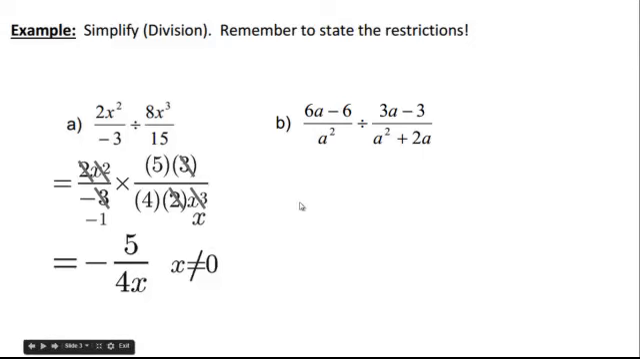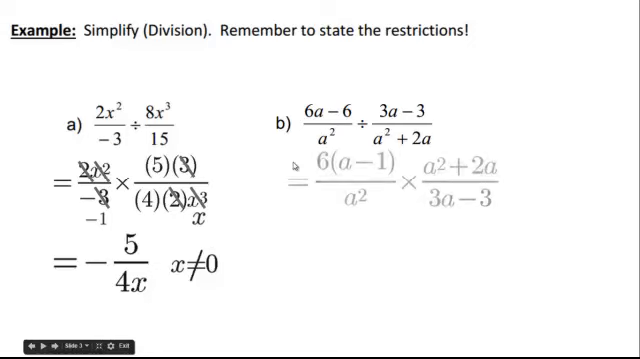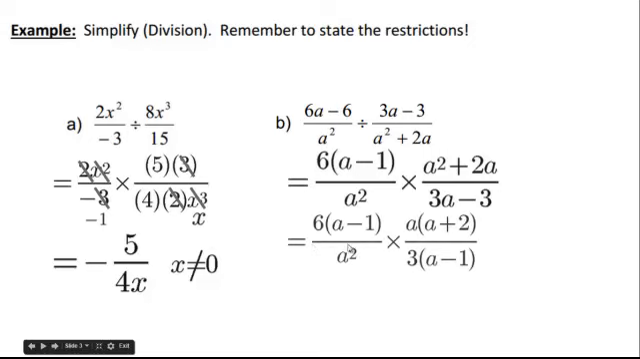The second one, we've got a bunch of factoring to do. It's all common factoring. So we're going to flip and multiply before we factor the second one. You just don't want to do too much at once. The top left just factors as 6 times a minus 1. You always need to check it out. You can see 6a minus 6. Top right is a times a plus 2. Bottom right is 3 times a minus 1.